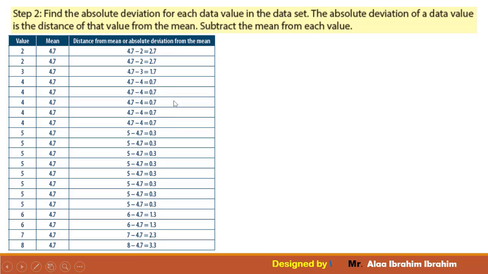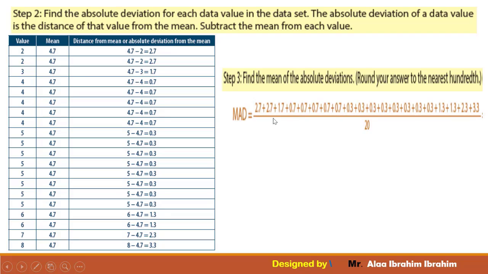To find the MAD, the mean absolute deviation, I add all of them, then divide by 20. We have about 20 values here. So this is your result, this is your MAD value, or mean absolute deviation.